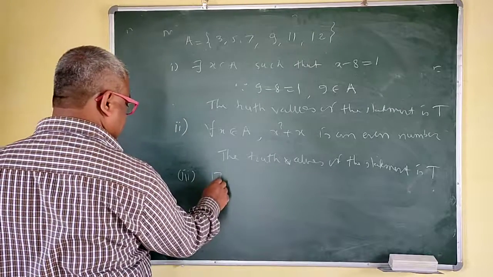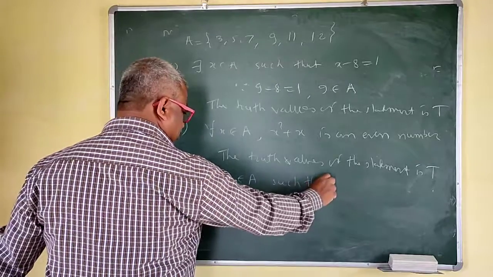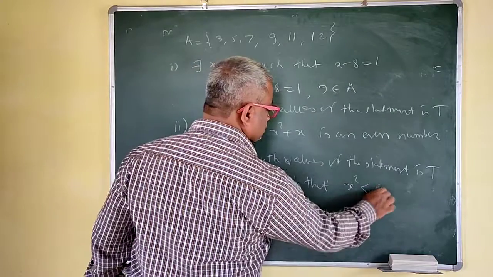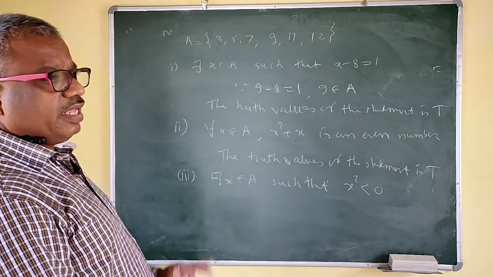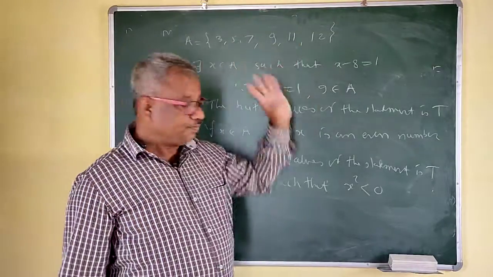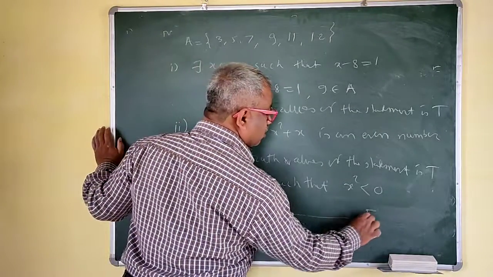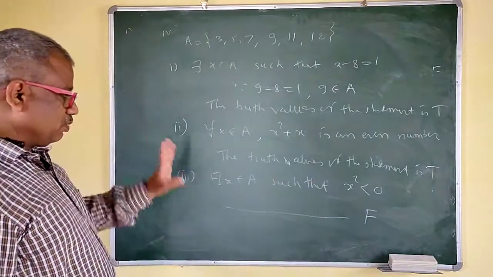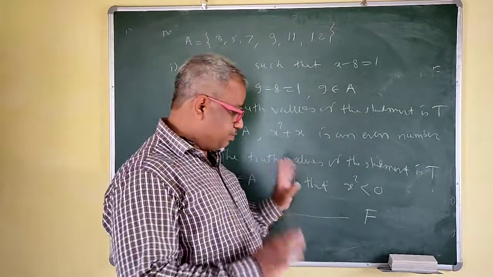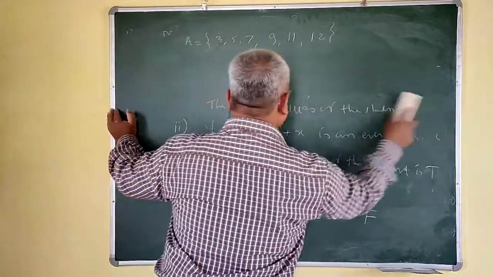We take the next one. There exists x belongs to A such that x square is less than 0. Now we know that the square of any real number is always non-negative, right? So there is no such x. So the truth value of the given statement is false. It is not possible because square is always positive. No need to check. Okay.